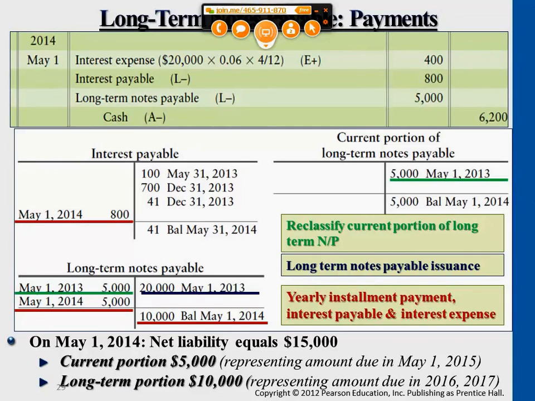Then installments, payments, when it comes to a year later, we're paying off $5,000 and we're paying off also $800 of interest. And then don't forget we have another account, interest expense, that has the $400. So the red part of the numbers creates that first journal entry, the upper journal entry.